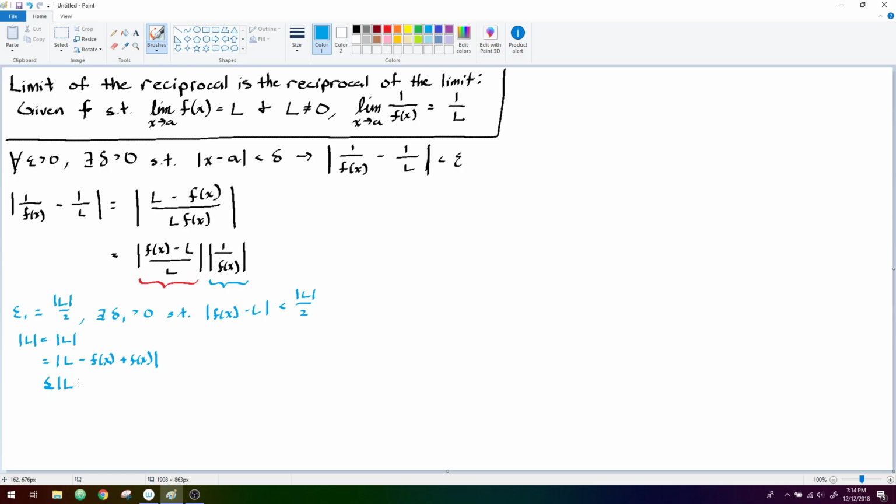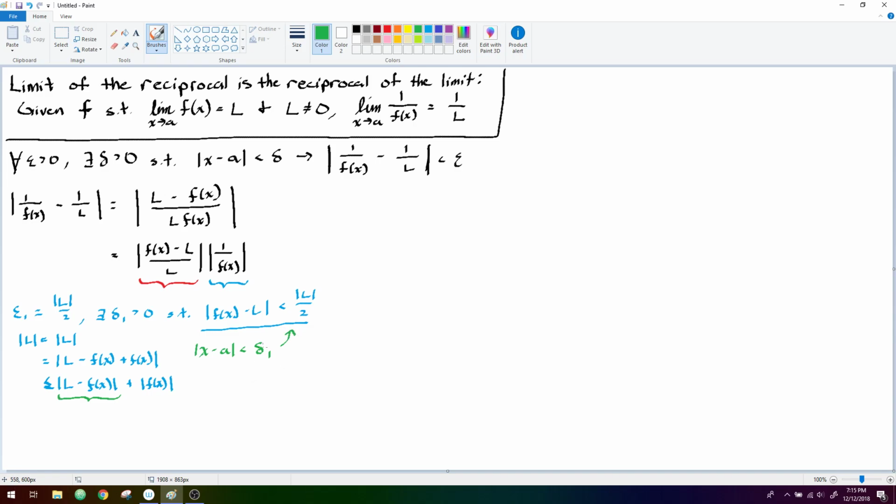This is going to become L minus f of x in one term plus the absolute value of f of x by itself. Now, from this statement, we already know that the absolute value of f of x minus L is smaller than the absolute value of L over 2. So let's highlight this left term in green. We know up here that, and this is something that we forgot to write, so long as the absolute value of x minus a is smaller than delta 1, we have that this guarantee is true.